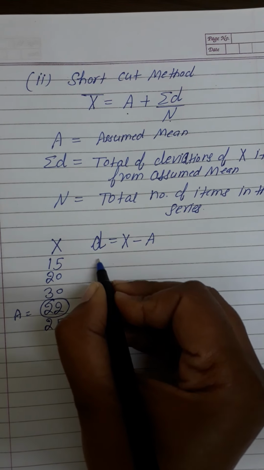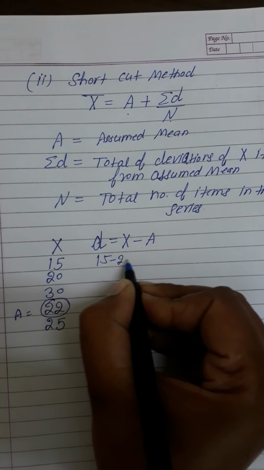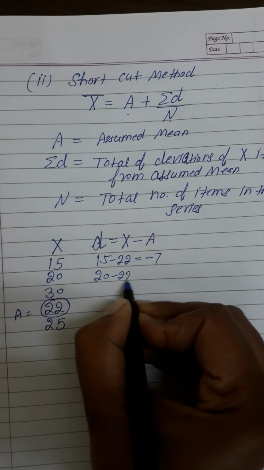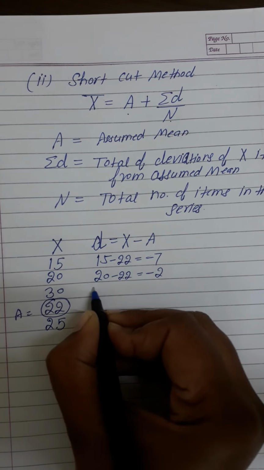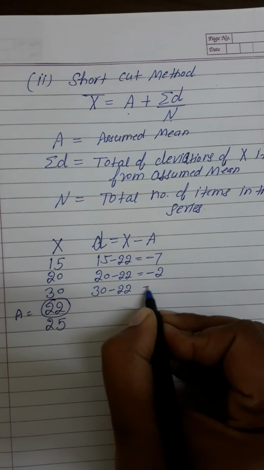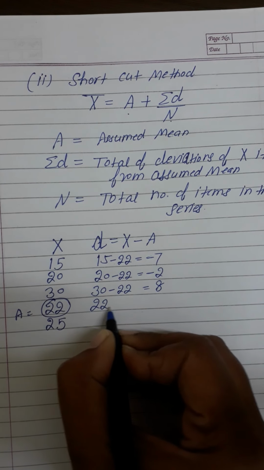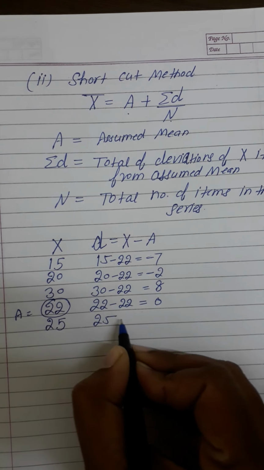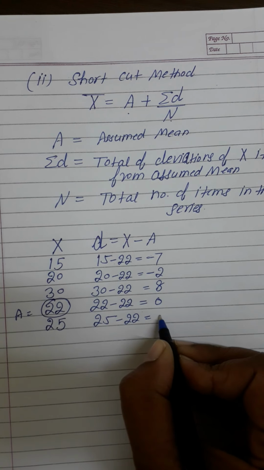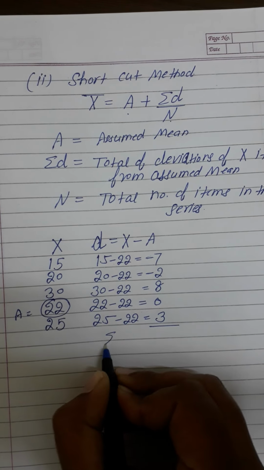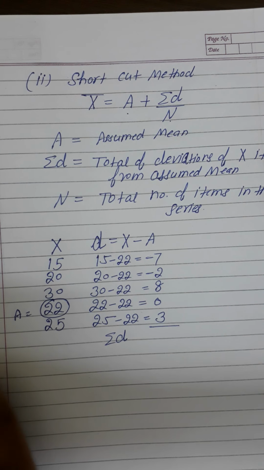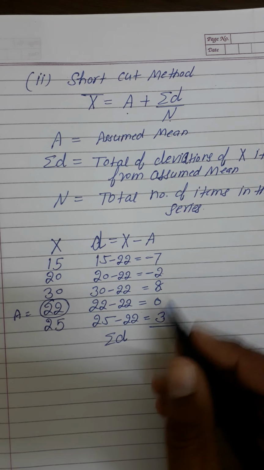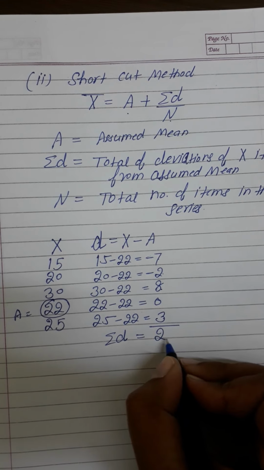Deviation is 15 minus 22 is equal to minus 7. 20 minus 22 is equal to minus 2. 30 minus 22 is 8. 22 minus 22 is 0. 25 minus 22 is 3. And the total of deviation summation d is equal to 8 plus 3 is 11, 7 plus 2 is 9, 11 minus 9 is equal to 2.